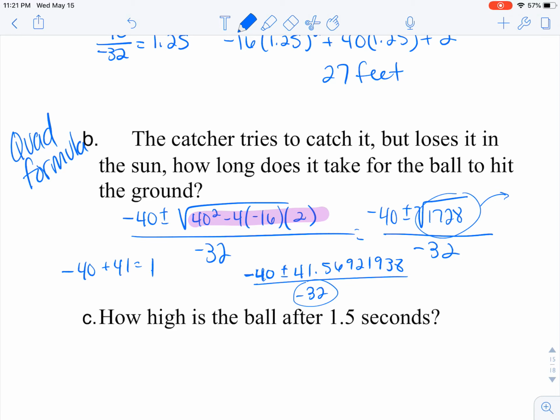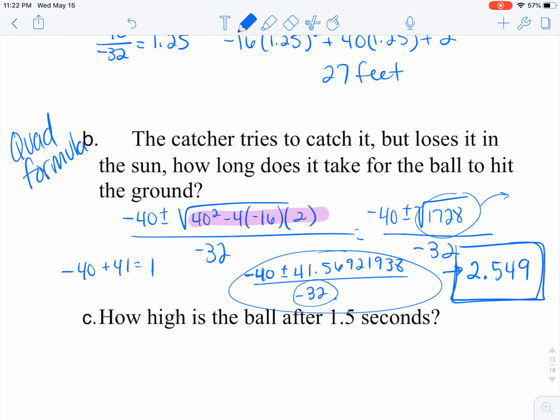And if I subtract, I get a negative 80 something, 81 point whatever. Then divide that by negative 32. Again, this is all calculator work. When I do that, I get 2.549. So this is my answer, 2.549. That's how many seconds it takes for the ball to hit the ground.